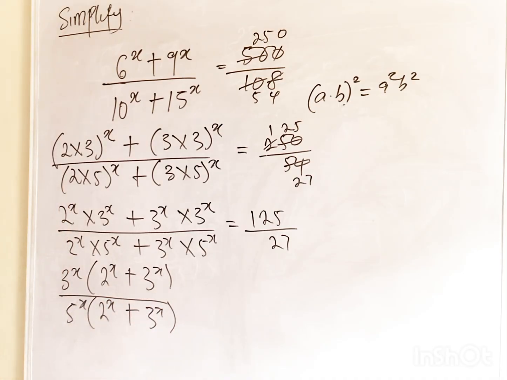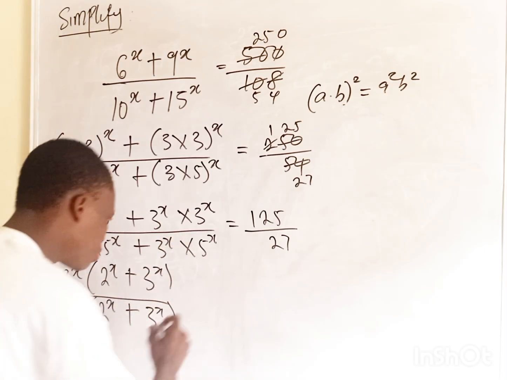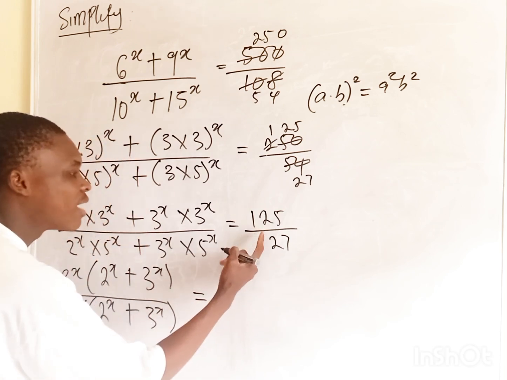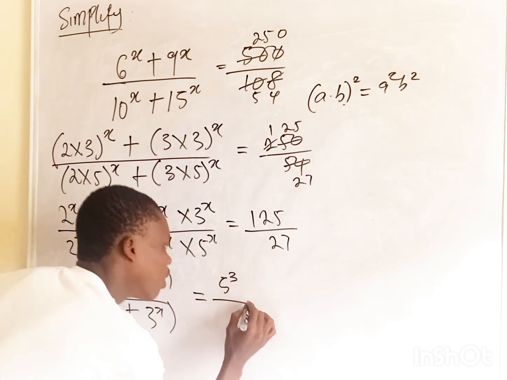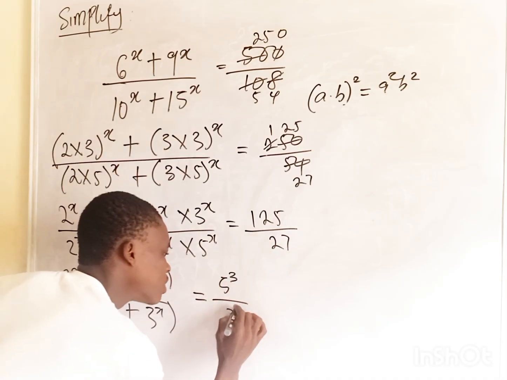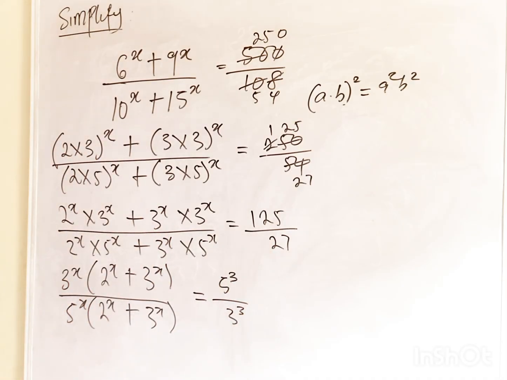Why are we doing this? 3 to power x times 2 to power x gives us 2 to power x times 3 to power x. 3 to power x times 3 to power x gives us 3 to power x times 3 to power x. 5 to power x times 2 to power x gives us 2 to power x times 5 to power x. 5 to power x times 3 to power x gives us 3 to power x times 5 to power x. Alright, so from here, this equals, remember, 5 raised to the power of 3 is 125. So here becomes 5 to power 3 all divided by 3 raised to the power of 3 is 27. So that is it. Let's proceed.